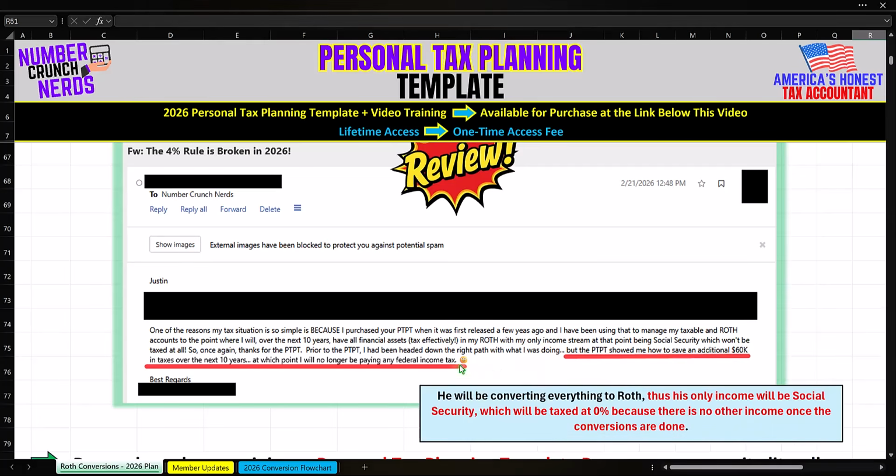This is an amazing strategy right here, which will not necessarily work for everyone, but if you lay out your numbers in the personal tax planning template, you could certainly see if it would work for you and your family. And if it does, just imagine that, having all of your cash coming out of Roth as you need it for personal living expenses, plus all of your Social Security coming to you tax-free because there is no other income causing it to be taxed. Well, it's certainly an amazing outcome and an amazing strategy that you can use the personal tax planning template to lay out your numbers and see if such a strategy will work for you and your family.